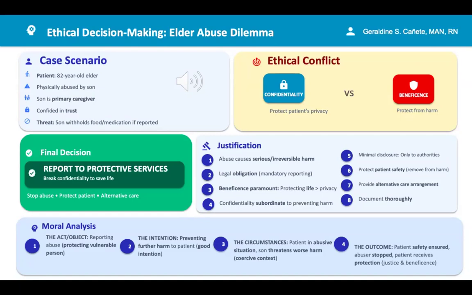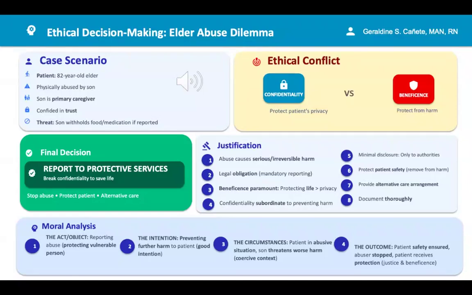You are caring for an 82-year-old patient who has been admitted to the hospital for malnutrition and dehydration. During your assessment, the patient confides in you that they are being physically abused by their son, who is also their primary caregiver. The patient tells you that their son withholds food and medication as a form of punishment, and that they are afraid to report the abuse because their son has threatened to harm them further. The patient begs you not to tell anyone.